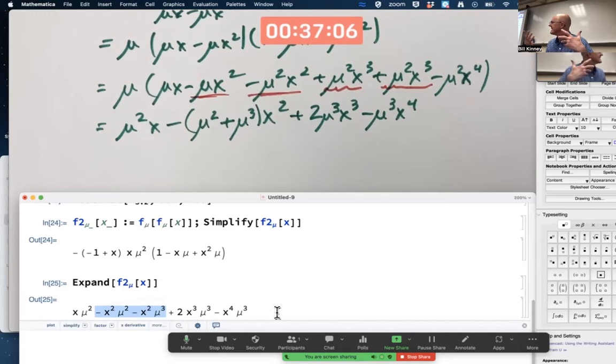What's the relevance of this again? We talked about this a week ago. What's the relevance of this function? What does it help us find? I mentioned it 10 minutes ago as well. 2 cycles. The fixed points of this function are either fixed points of f mu itself or 2 cycles of f mu. Why?